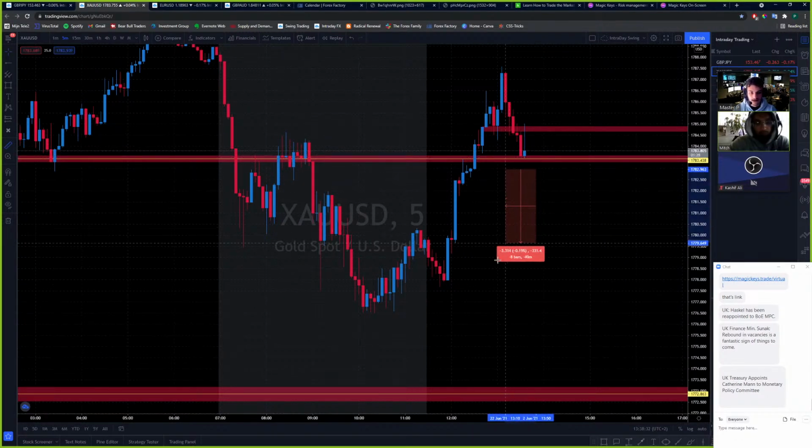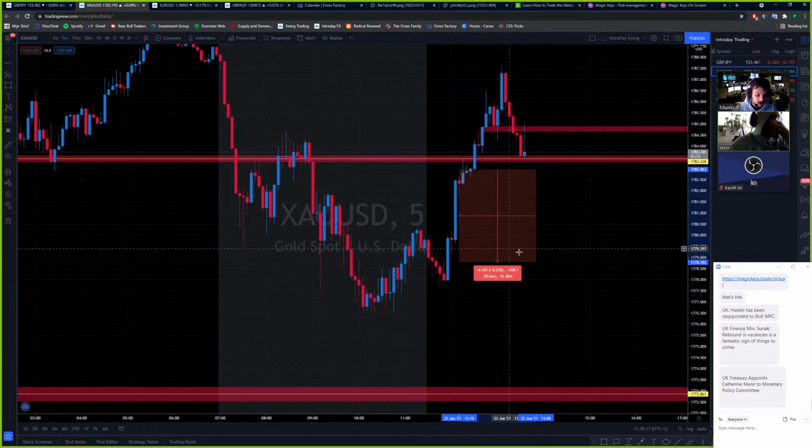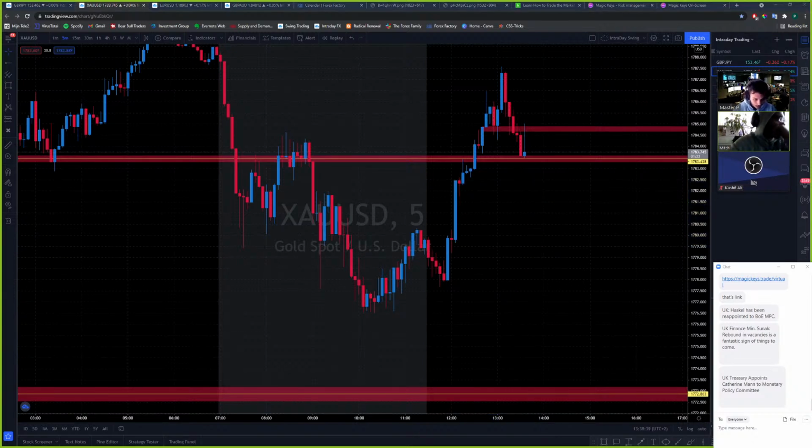Yeah, I am liking this range on gold though. It's about a 40 pip range. It's quite healthy. Does this trade look nice? Let's see.